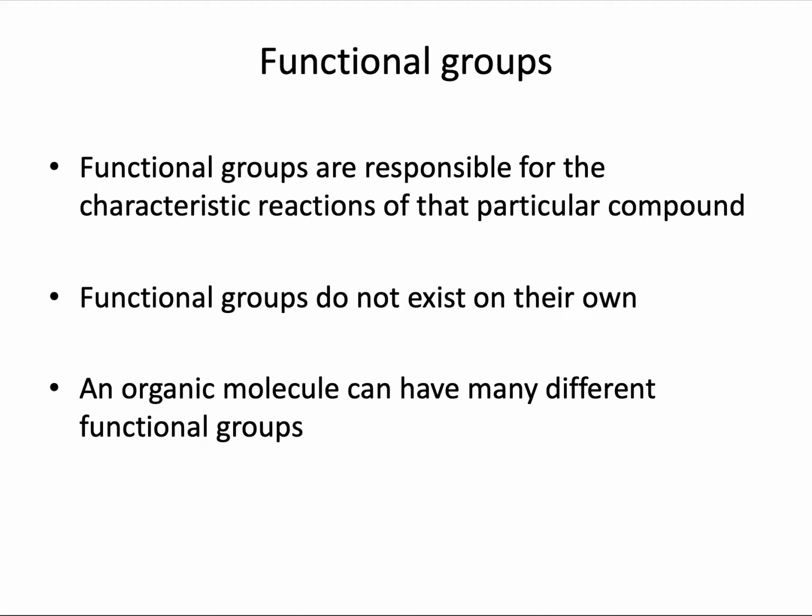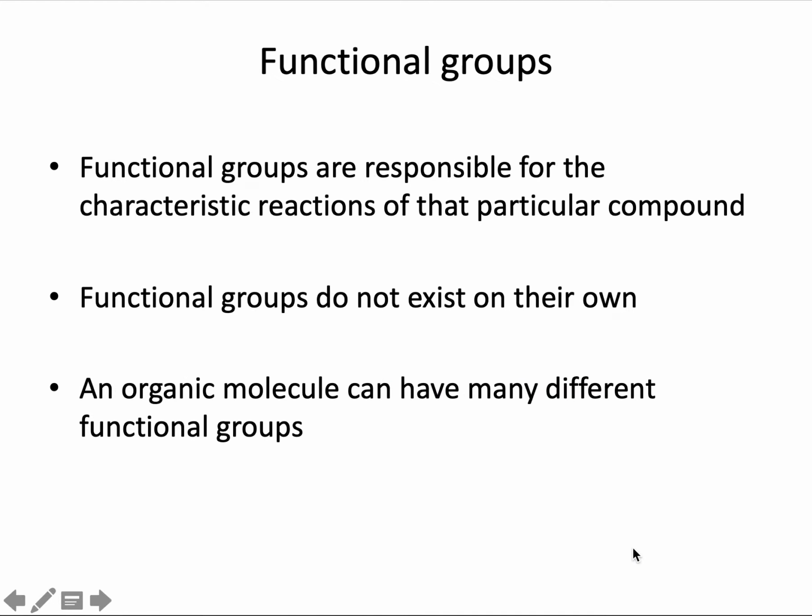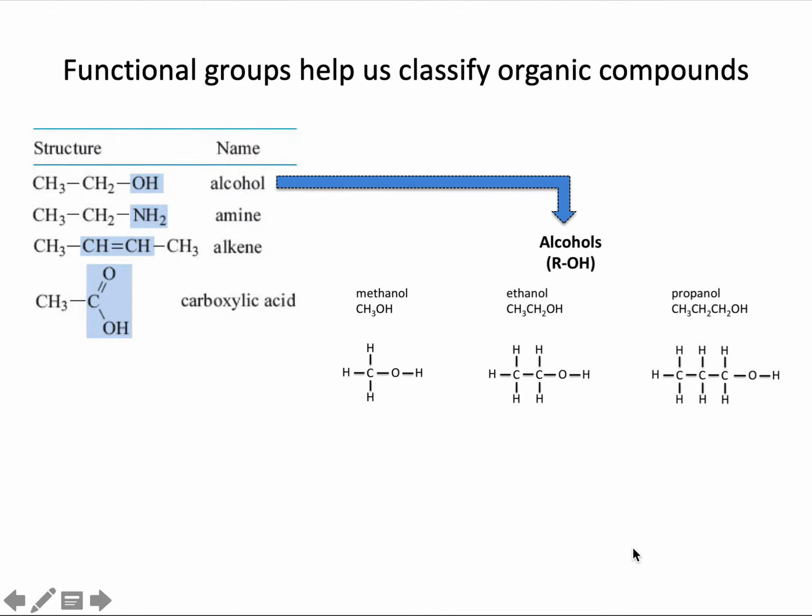And organic molecules may have more than one functional group, like the example that we just looked at. So there's an example of an organic molecule, beta mercaptoethanol. It has both the OH functional group and the SH functional group. We can also use the functional groups to group compounds because then we know they all belong to the same family. They all behave similarly when in reactions.